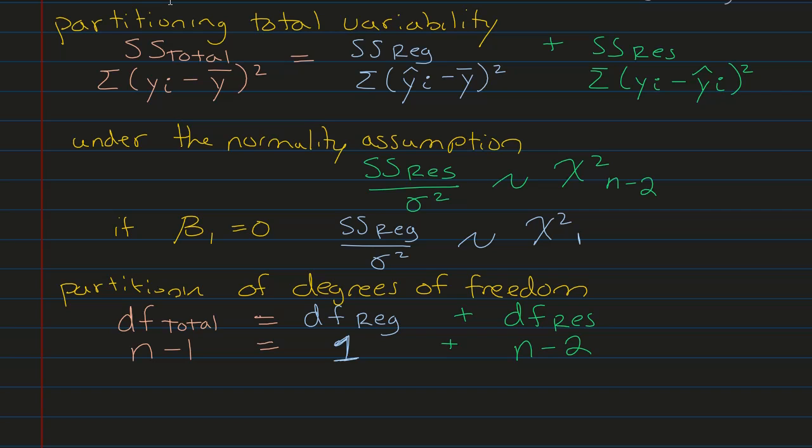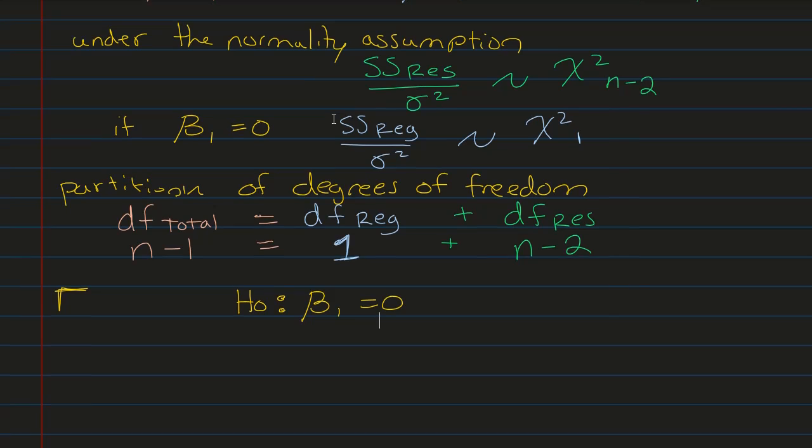And the purpose of this partitioning is to provide the foundation for the hypothesis test that we're interested in, which is whether or not that slope, beta 1, is equal to 0. So let me go ahead and write down that hypothesis test. We're building up to testing the null hypothesis that the slope is 0, and the alternative hypothesis that the slope is not equal to 0. All right, so we're almost there.